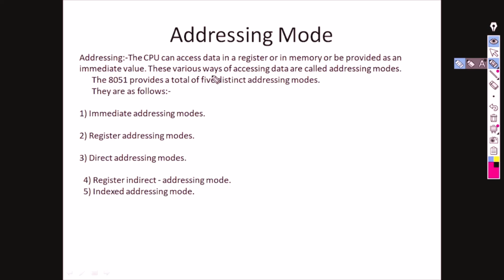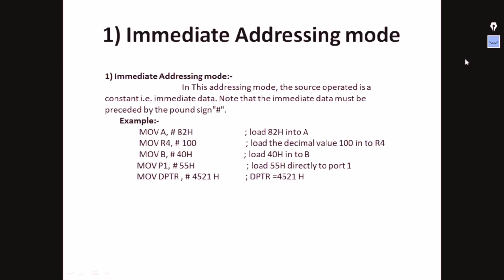The 8051 provides a total of 5 distinct addressing modes. These addressing modes are immediate addressing mode, register addressing mode, direct addressing mode, register indirect addressing mode, and the last one is indexed addressing mode. I am going to discuss each in detail. So first of all, I'm going to explain what immediate addressing mode is.